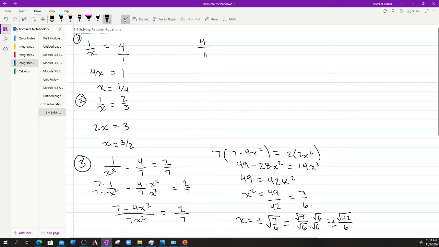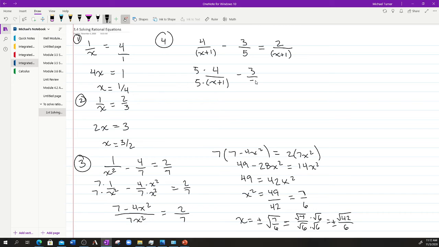Let's try that again. Let's say 4 over x plus 1 minus 3 over 5 equals 2 over x plus 1. So I want to write the first side as a single fraction. So I would need to multiply the left fraction by 5 and multiply the right fraction by x plus 1.